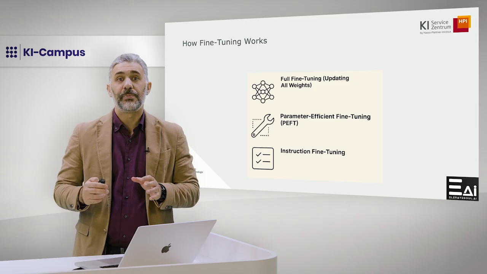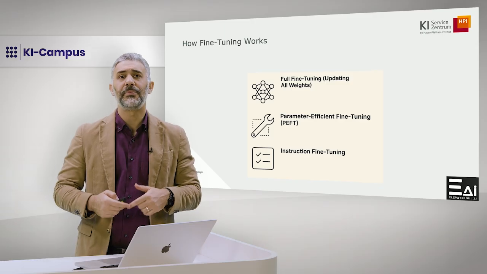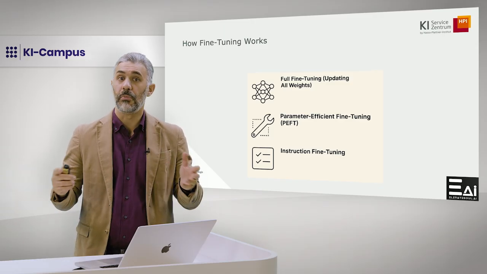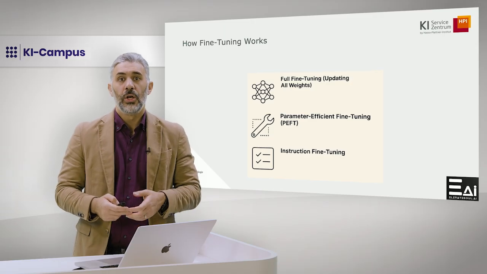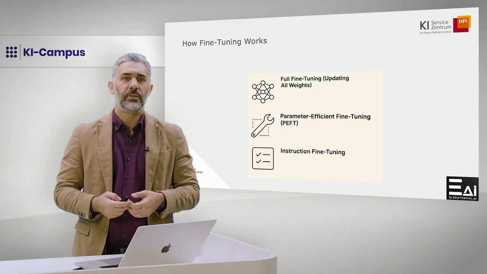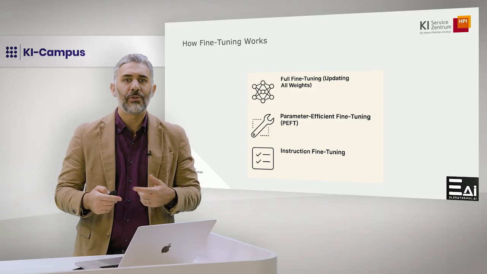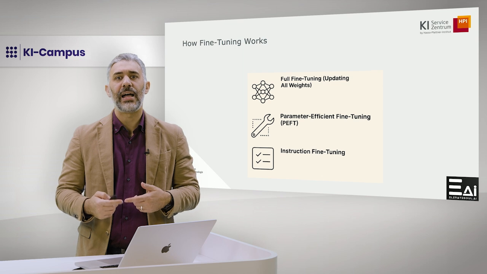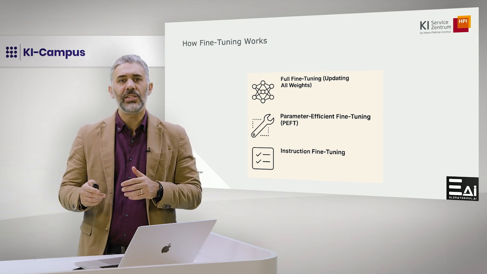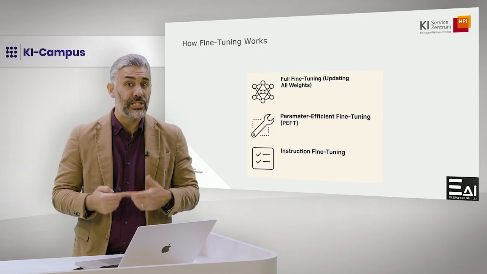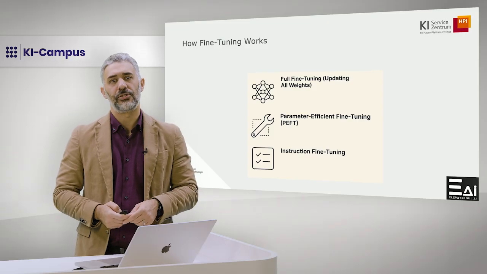The second one is parameter-efficient fine-tuning, or PEFT. PEFT methods update only a small subset of the model's weights, making fine-tuning dramatically cheaper and faster. The most widely adopted PEFT method is LoRA, low-rank adaptation, which adds small trainable matrices while keeping the original weights frozen. This makes it easy to produce multiple tailored variants of the same base model without retraining from scratch.